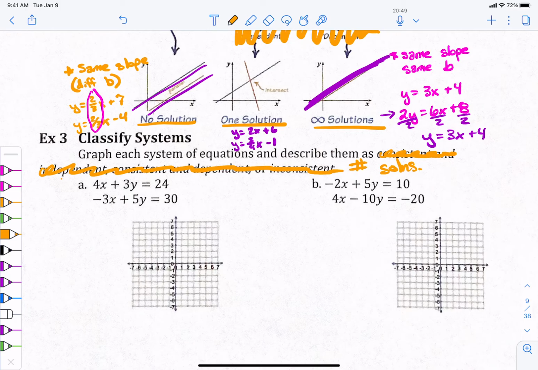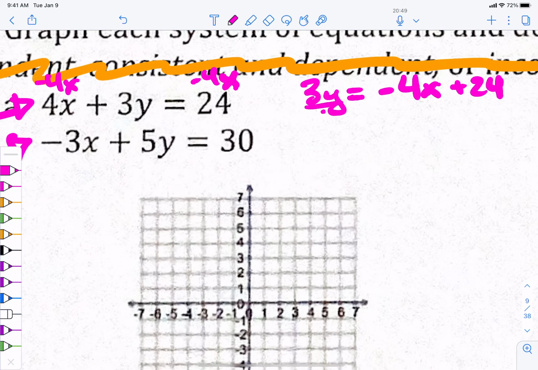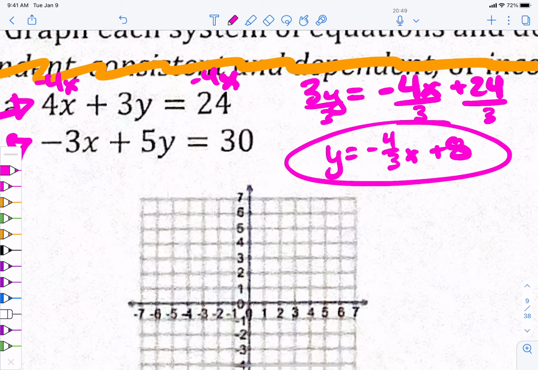Solve for y. Are we getting tired of solving for y? That's like 80% of what this chapter is about, is solving for y. So we've got to get the y by itself. All right, let's subtract the 4x. So 3y equals negative 4x plus 24. Yeah? And then divide by 3. Divide by 3, divide by 3. y equals negative 4 over 3 x plus 8. That's the first one.